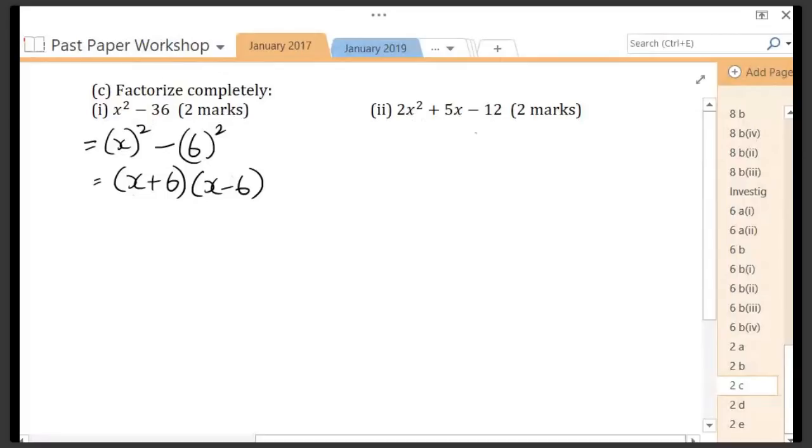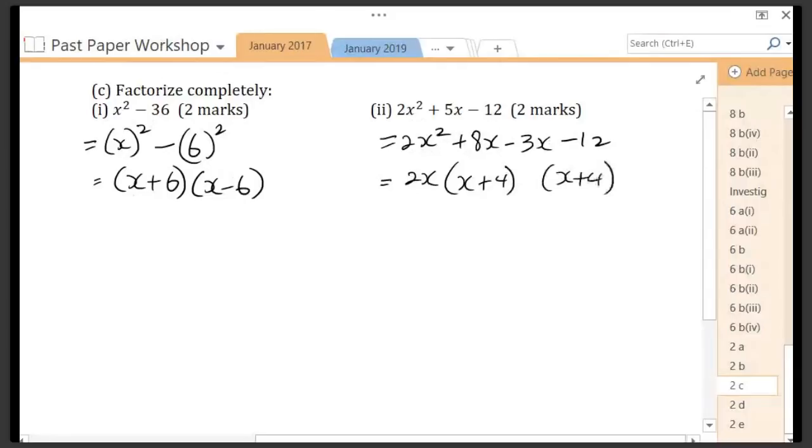So this is going to be here 2x squared plus 8x minus 3x minus 12. And the HCF of these two terms here is 2x. So 2x squared divided by 2x here is x. Positive 8x divided by 2x here is plus 4. I'm going to repeat the brackets here, x plus 4.